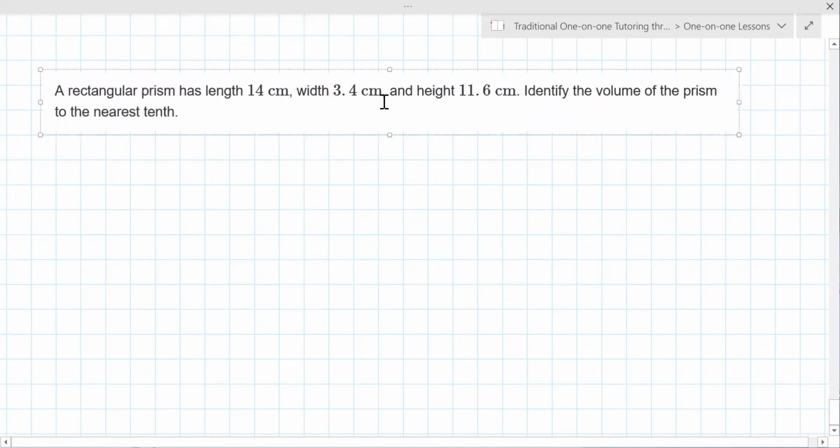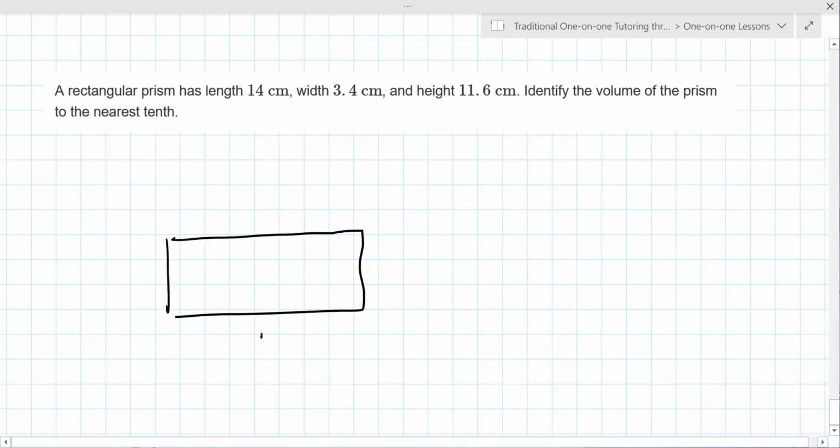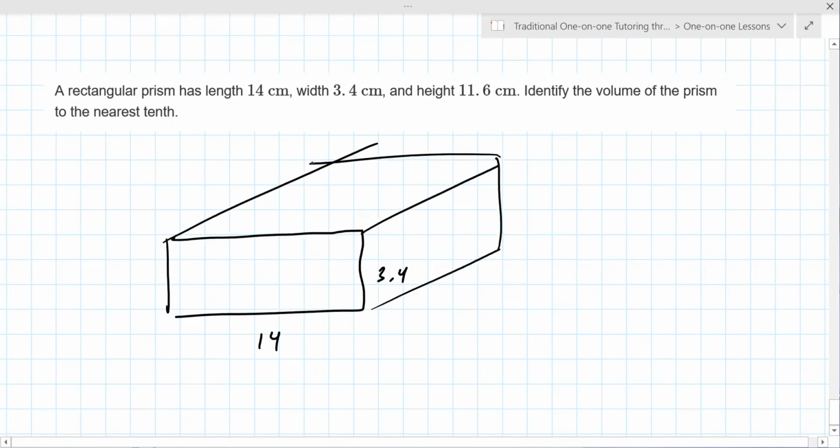Yeah. Okay, a rectangular prism. So here's your prism. It's got length 14, width 3.4, and height, now I'm drawing height sort of on its side here, of 11.6. What is the volume? The volume is 14 times 3.4 times 11.6. Perfect. All right, go ahead and give me that number, please. And give me the correct units here also with your final answer.